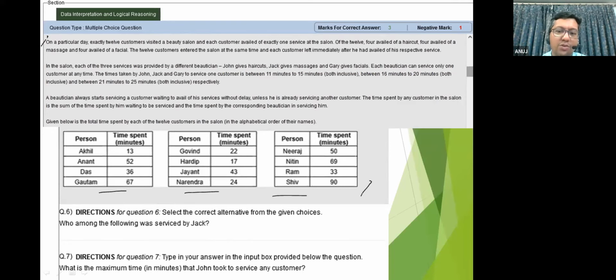Because as you guys can observe, the question is very lengthy and there is too much information given. But the question they're asking is a direct question. Who among the following is serviced by Jack? That means there will be one particular scenario and you will be able to judge that question with just one single scenario.